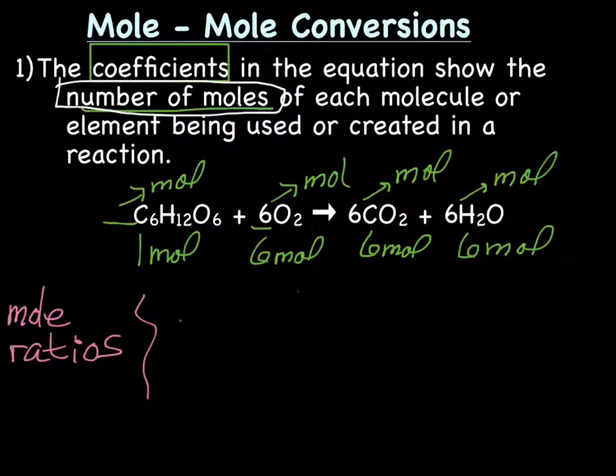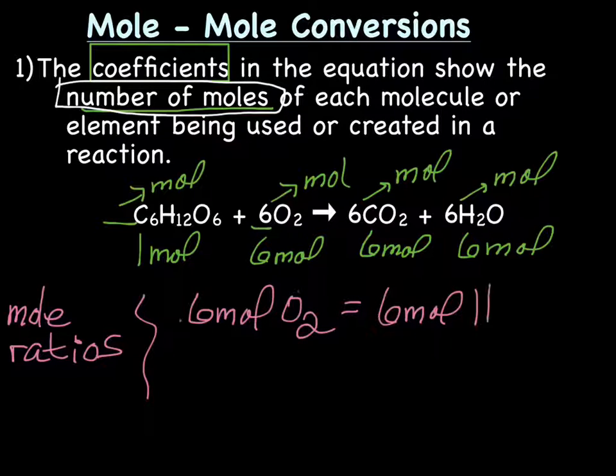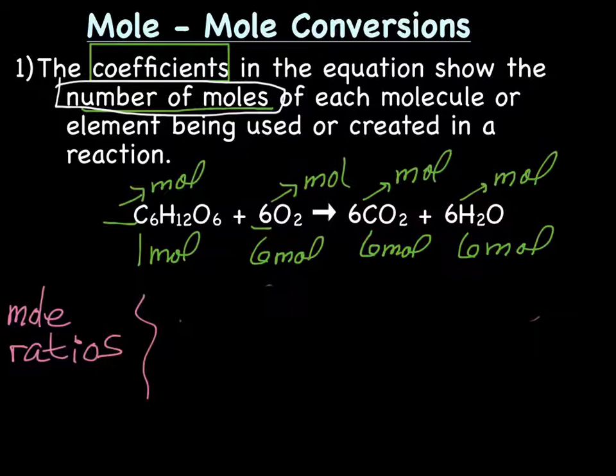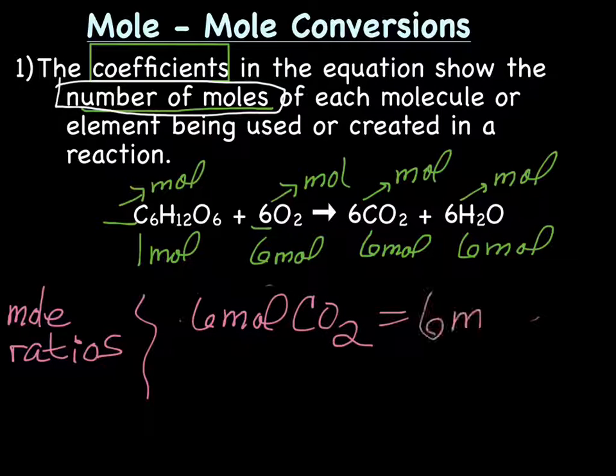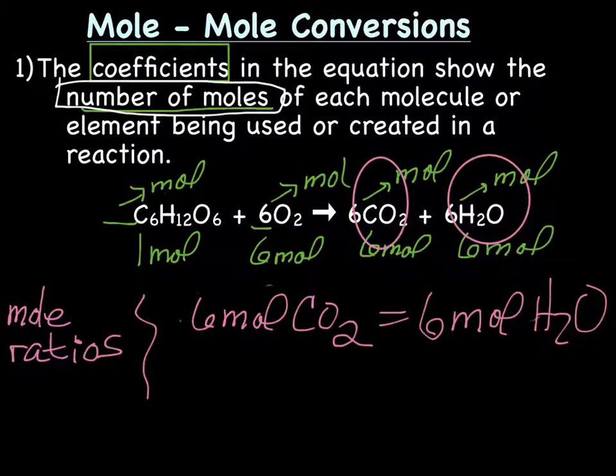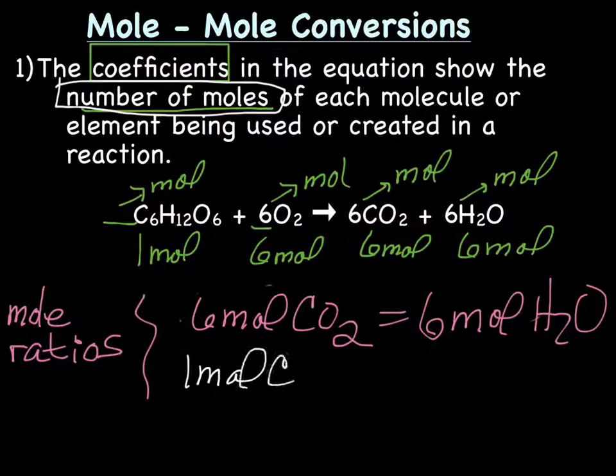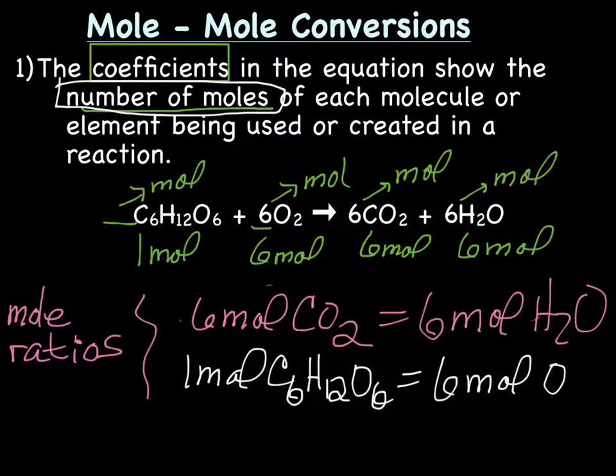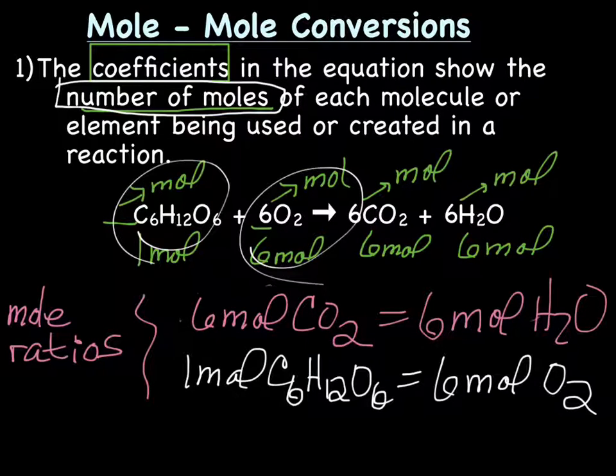I could also write an equality like 6 moles of O2 equals 6 moles of H2O. Again, true statement. We could also say that 6 moles of CO2 equals 6 moles of H2O. Also a true statement. For every 6 moles of CO2 produced, we make 6 moles of water. And we could also say that for every 1 mole of glucose used, we use 6 moles of oxygen. Okay, so all these things that I have been writing are known as mole ratios, and they come from the numbers in the balanced equation.